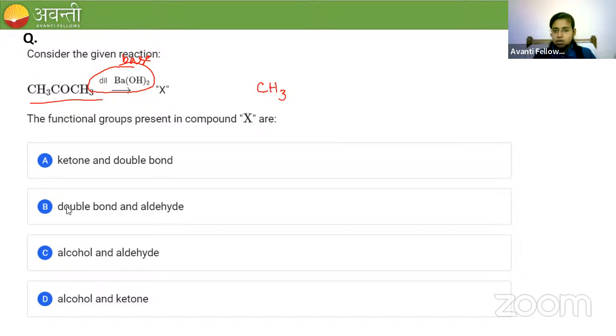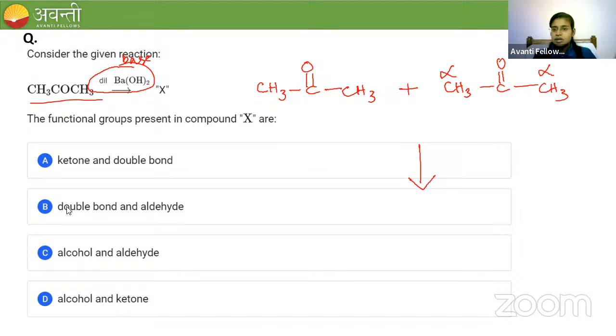So what we have to do to get the final product? Take 2 molecules of CH3COCH3. This is the first molecule and this is the second molecule. Now remove oxygen from the first molecule and 2 alpha hydrogens from the second molecule. Here both of them are alpha carbons, so we have 6 alpha hydrogens. You can remove any 2. So I am removing the oxygen from the first molecule and the 2 alpha hydrogens from the second molecule.